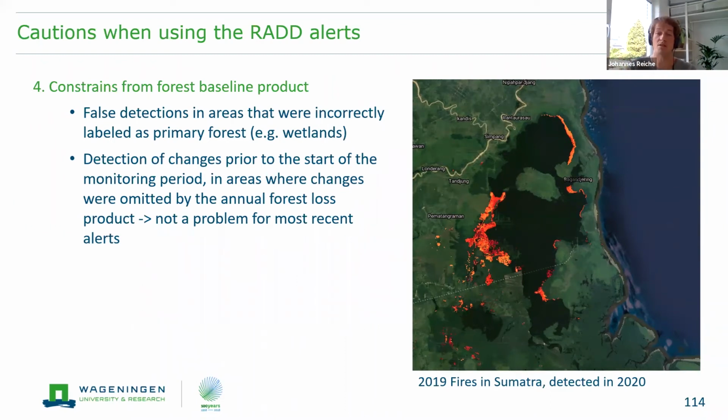And in our product, since we use it as a baseline, we detect these changes at the beginning of the time series, with an incorrect date of course, because the baseline product says there is still remaining forest at the beginning of the time series. This is not such a problem for the latest changes. This is really something that affects the first part of the period for which we provide the alerts, but it's just important to be aware.